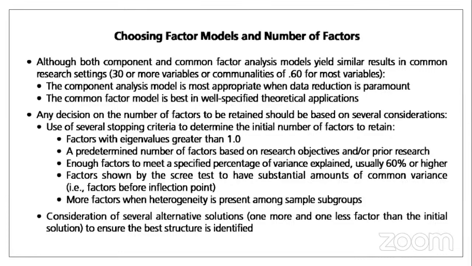Another thing is a predetermined number of factors based on research objectives and/or prior research. Sometimes your literature review suggests that there should be 2 or 3 different factors that should be extracted, and then we limit the number of factors. It is possible to limit it in SPSS. You can specify that you want this many factors in order to explain.